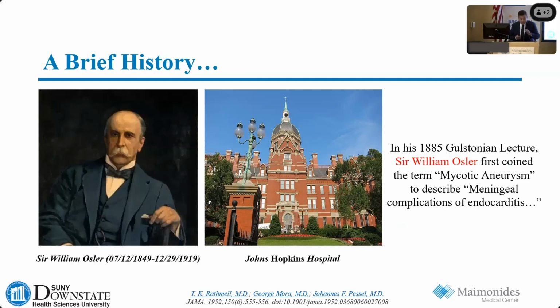So, a brief history of mycotic aneurysm. William Osler was one of the big four professors that founded Johns Hopkins Medicine, and is regarded by many as the father of modern medicine. In his 1885 Gulstonian lecture in London, he first coined the term mycotic aneurysm as a description for meningeal complications of endocarditis. So we have known this entity for over a century. Before that, only about three dozen or so cases were reported in the literature.